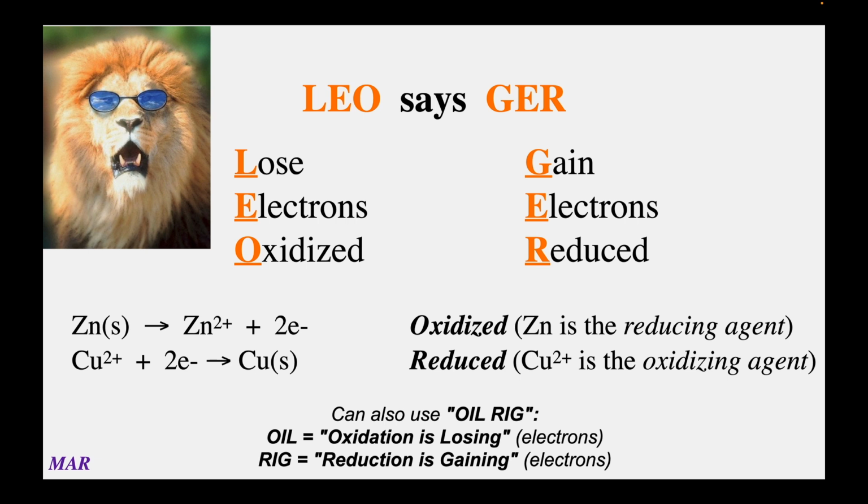Anyway, if you don't like my Leo the lion says grr, which is fine, you can use oil rig. Oil means oxidation is losing. Rig is reduction is gaining. Either way you want to do it is fine. But understand the terms oxidized and reduced, and know that the agents are the opposite. So reducing agent is something that's been oxidized. An oxidizing agent is something that's been reduced.